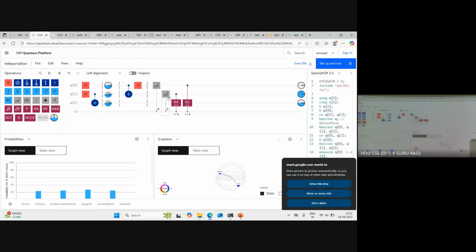This entanglement happens with Hadamard, and after that, we have to do the measurement, only on Q0 and Q1. Because Alice is doing this, Alice has to do everything. Bob does not have to do anything here.